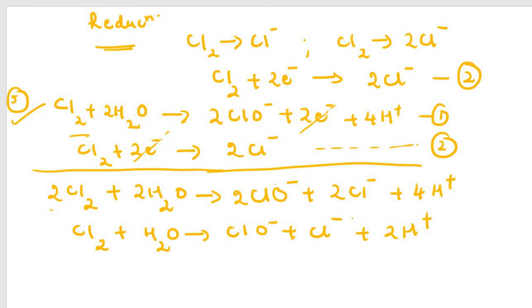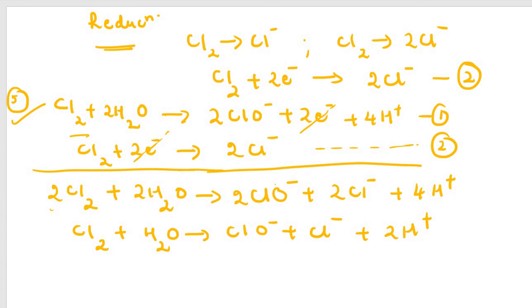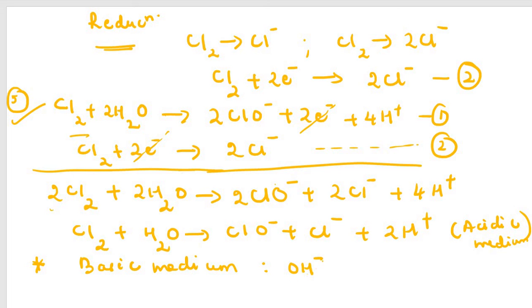Now since an H plus ion is there in this reaction, we can say that this reaction is in acidic medium. Now using the same rule, we can find out the basic medium also. How can we find the basic medium? Just remember that for finding the basic medium, we have to add OH minus ions.